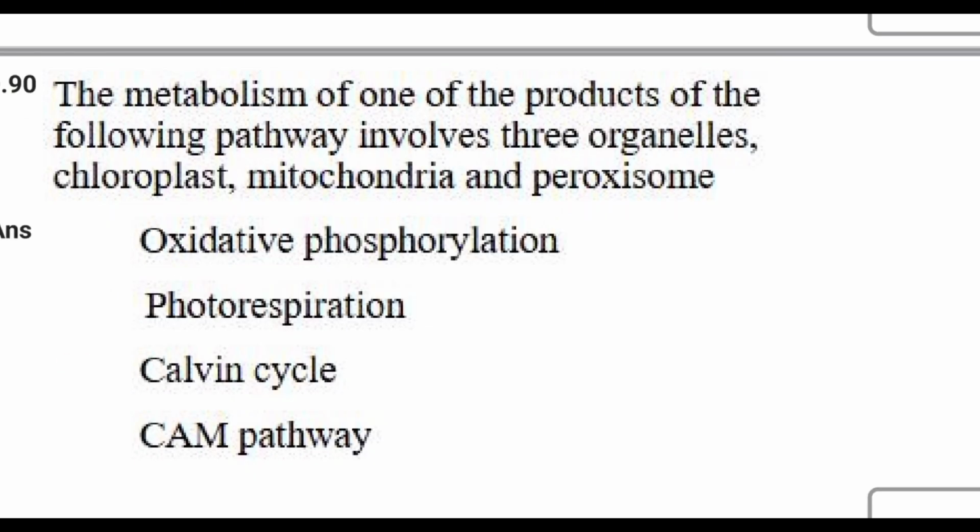Let's see the next question. The metabolism of one of the products of the following pathway involves 3 organelles: chloroplast, mitochondria and peroxisome. Options are oxidative phosphorylation, photorespiration, Calvin cycle, CAM pathway. For this, the correct answer is photorespiration.